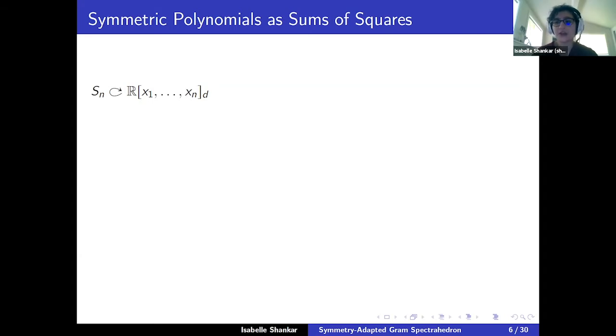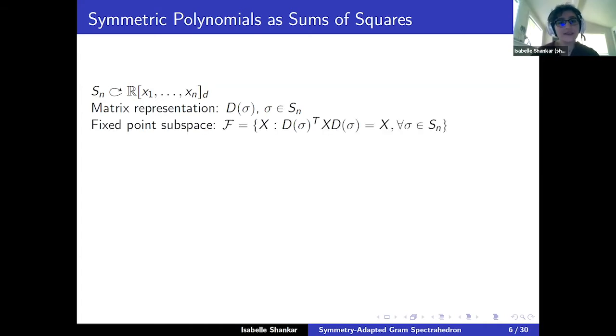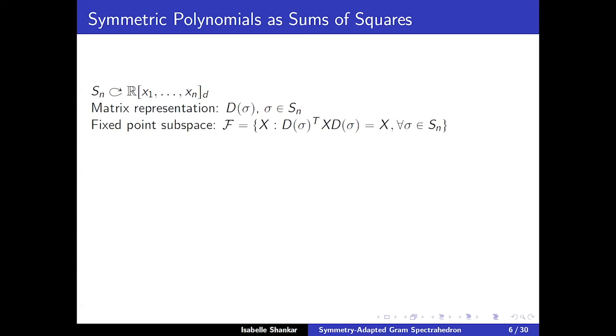So think of that monomial vector we had earlier. This has a matrix representation. I'm going to assume it's orthogonal. In fact, with S_n, everything works out nicely with the monomial basis. But yeah, I'm going to assume my matrix representation is orthogonal. Then that induces an action on the space of symmetric matrices. So you can see in here, you can have an action on the space of symmetric matrices X by conjugation. And I'm interested in the space of symmetric matrices that are fixed by that action. So what we call the fixed point subspace.